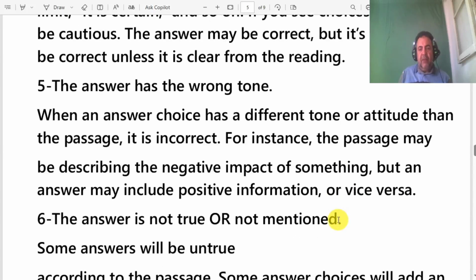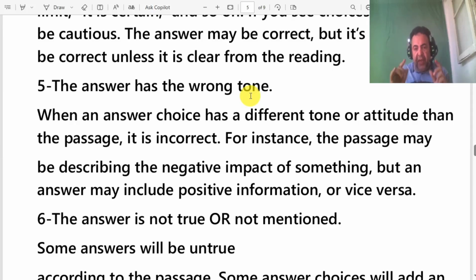Let's move on to number 5. The answer has the wrong tone. Okay, here it is very clear that if the author of the passage is talking about a desert animal, and according to the 4 choices, you find the same words mentioned in the paragraph or the text, but it's talking about a cold area animal. A cold area animal does not belong to the topic that I'm dealing with, because I'm dealing with desert animals, okay? So why did he mention a cold area animal? It is not relevant.